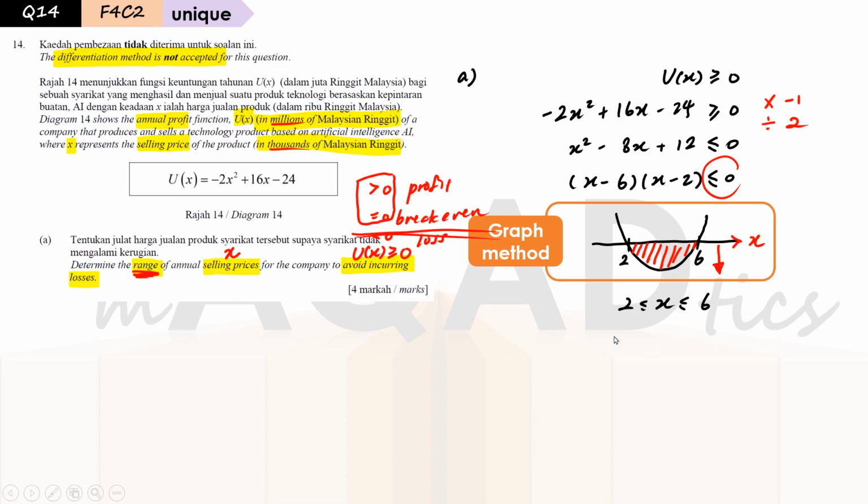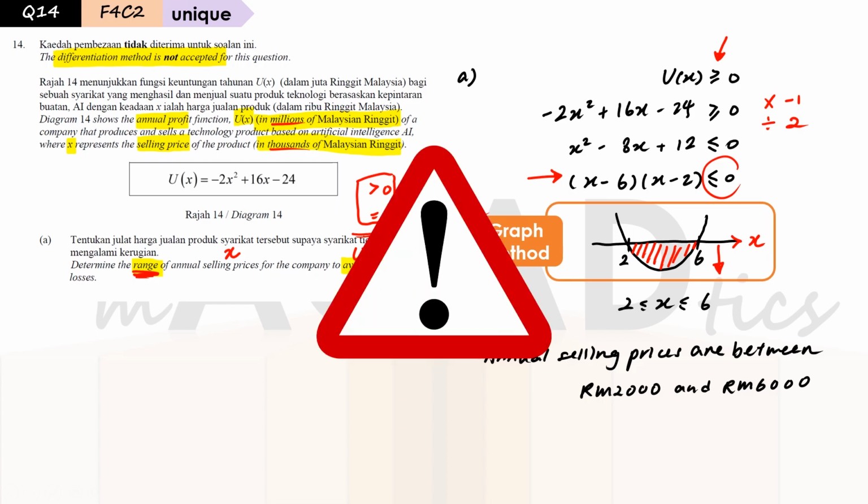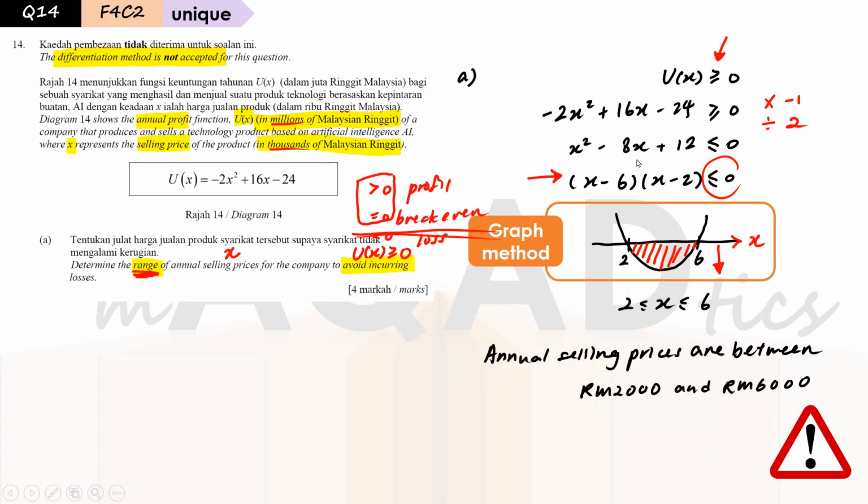If we want to translate this back to selling prices, take a look: selling prices are in thousands of Malaysian ringgit. So the annual selling prices are between 2,000 and 6,000. But before we go into part B, I would like to explain another method which solves the quadratic inequality.